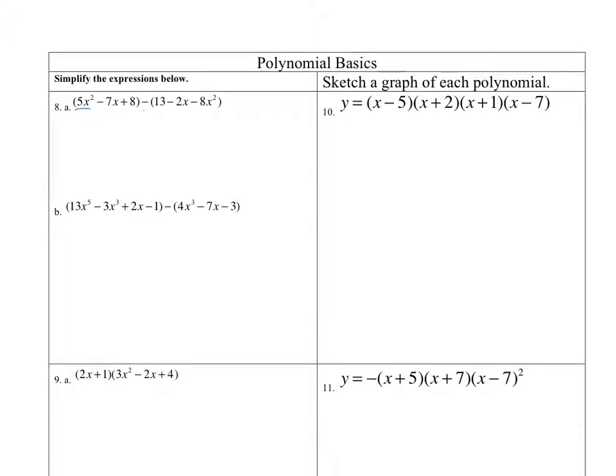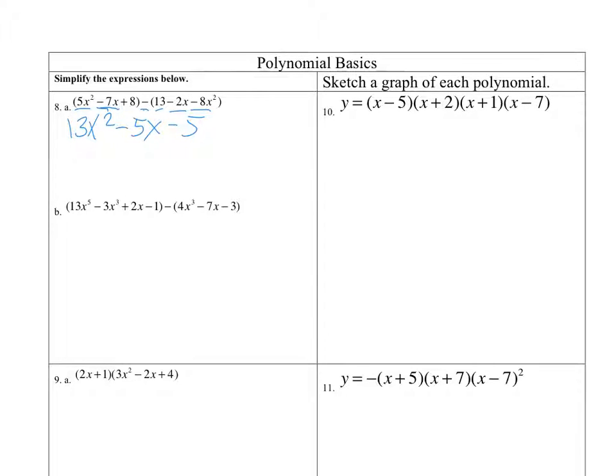I've got 5x squared minus negative 8x squared, which is going to be 13x squared. Negative 7x minus negative 2x is going to be negative 5x. And then 8 minus 13 is minus 5. At that point, you are done.